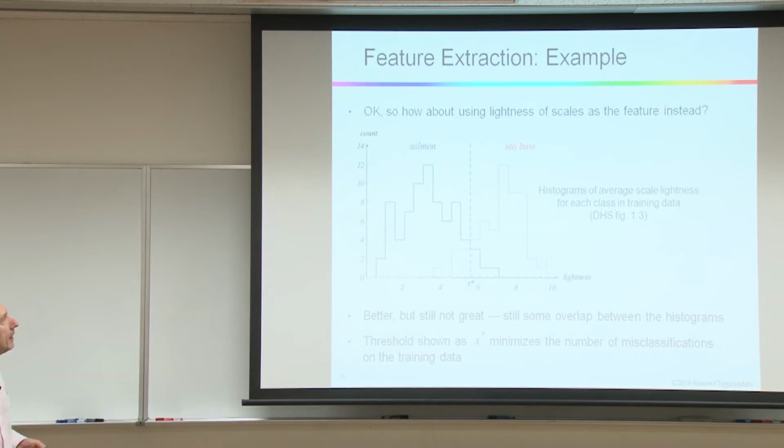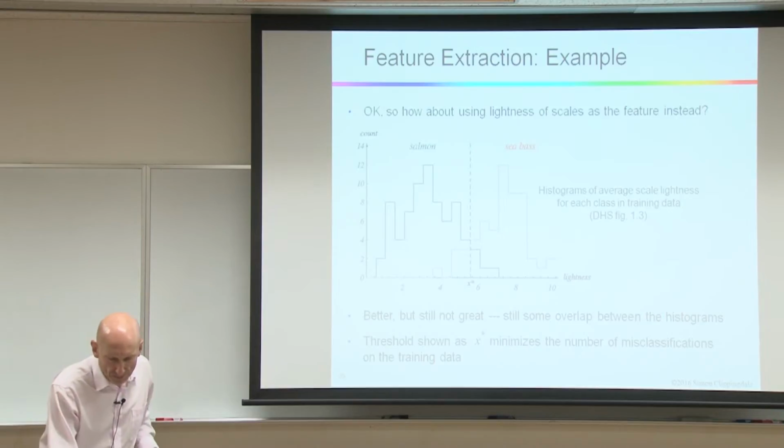Okay, well, here's a slightly better one: lightness of scales. Salmon are darker, sea bass are lighter. So try using that. Here's a histogram of the lightness of salmon scales and lightness of sea bass scales. If you put the boundary here, you do as well as you can with this feature. So it's better, but it's still not that good because there's still some overlap between these histograms down here, which is going to give you errors, assuming that the data is well represented by these histograms.